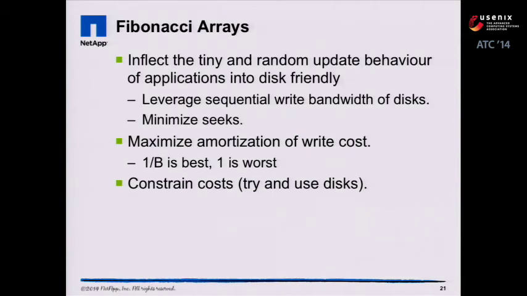So we have something that we call a Fibonacci array, and it takes all these random updates that are tiny and scattered all over the address space, and we turn that into a single stream because while disks cannot handle random seeking very well, write bandwidth sequentially written to a disk is half decent. So what we want to do is maximize the amortization of the write cost, right? So 1 over the actual write size is best, 1 is worst, right? So updating a single datum in a B+ tree node, that's the worst because your write cost is 1. We want to avoid that.